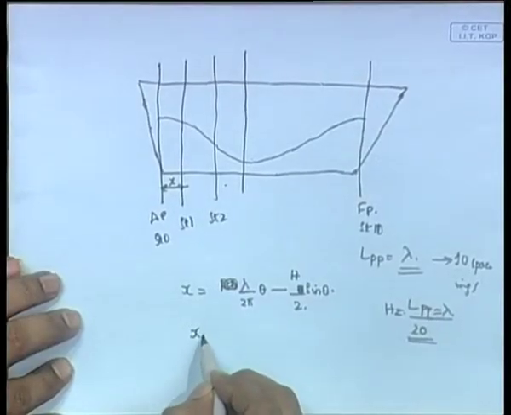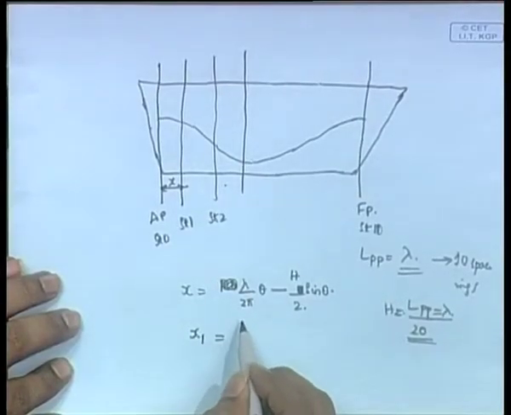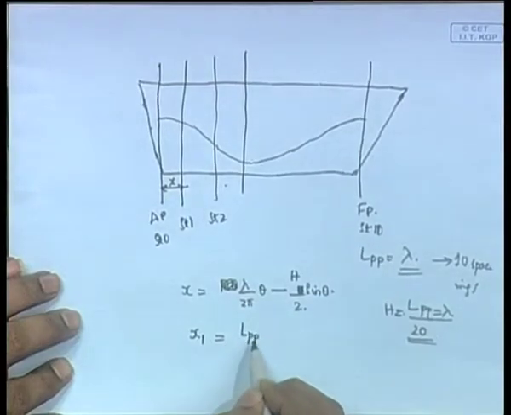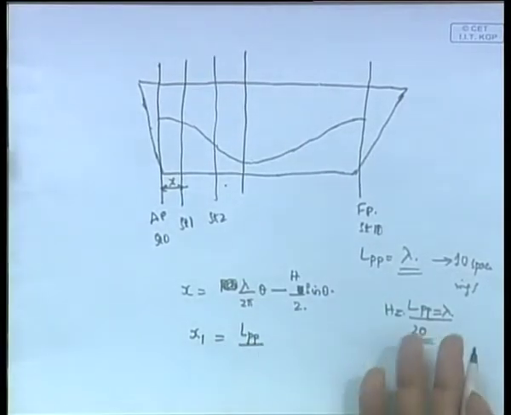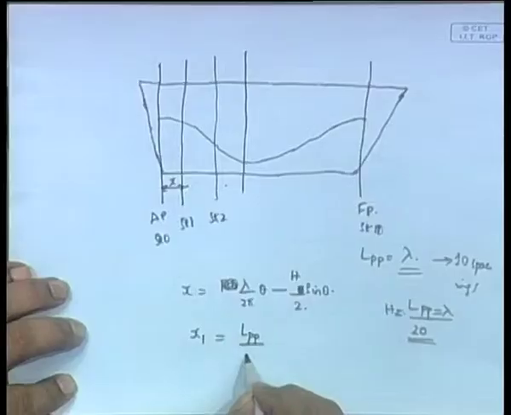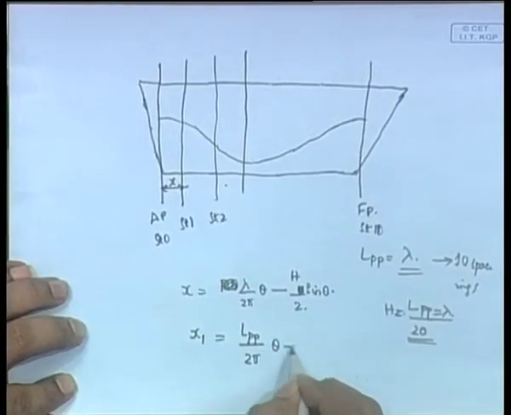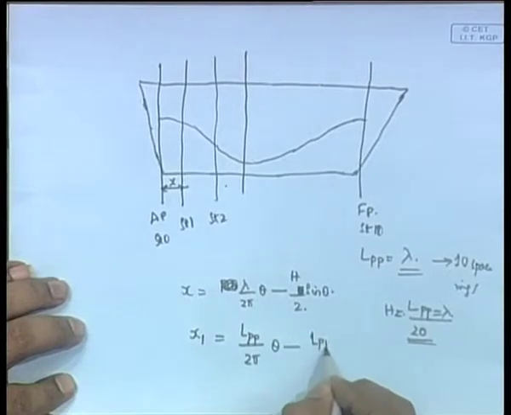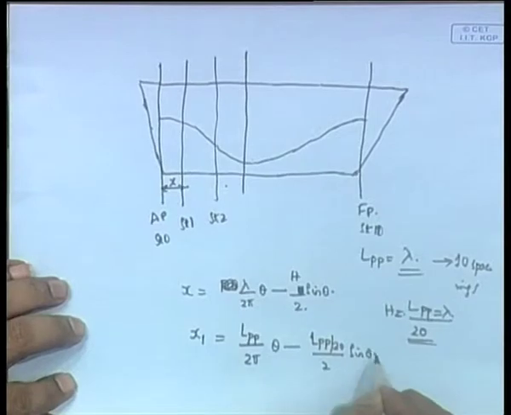From the aft perpendicular, what is the position of your first station, that is, the distance x? Let us call it x1, x of station 1, equal to lambda, again the distance between perpendiculars. You know the length of the ship, of course you have to know what ship you are dealing with. So you know the length of the ship: this divided by 2 pi into theta minus h is LPP by 20 by 2 into sin theta.